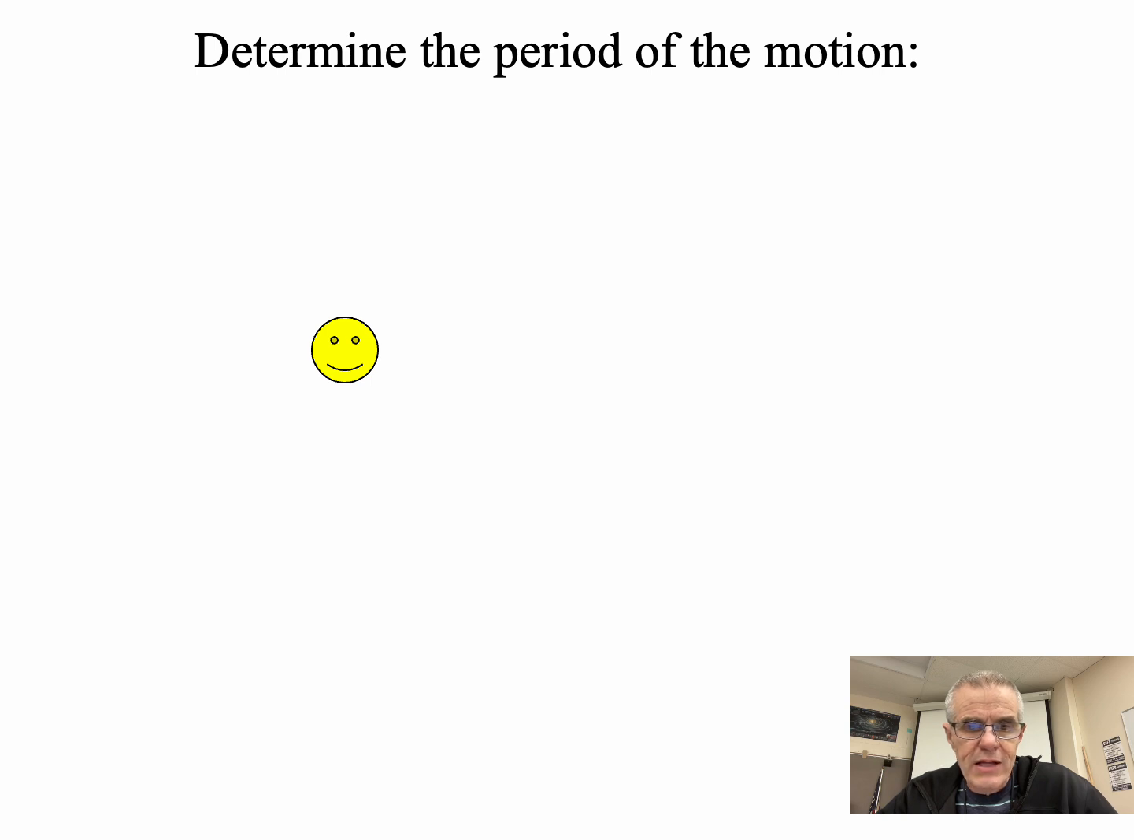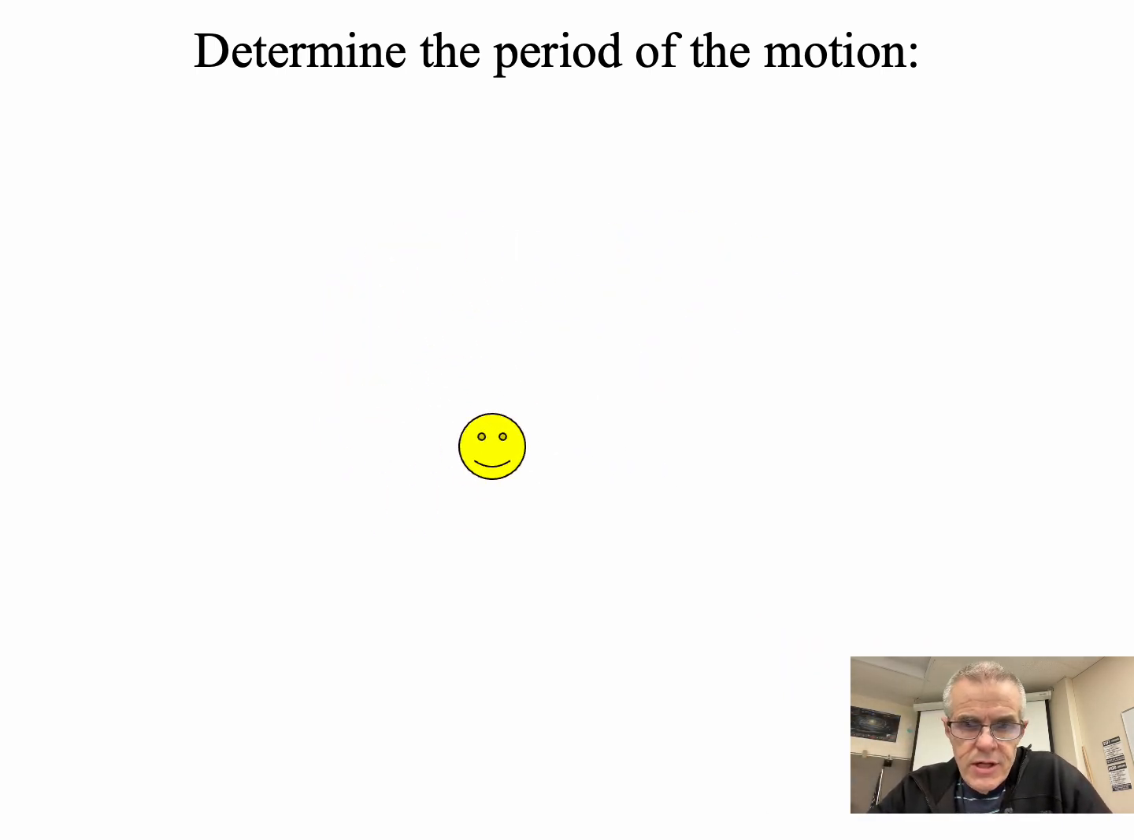So here we have a little smiley face guy, and I have animated my smiley face guy, and he's doing something periodically. If you watch this motion, you can see kind of a figure 8 pattern. And as long as it repeats over and over again, that would be an example of periodic motion. I'm going to use my stopwatch to determine the period.